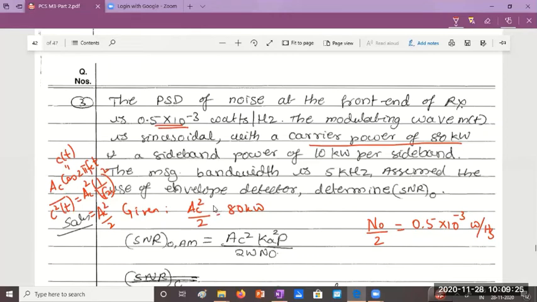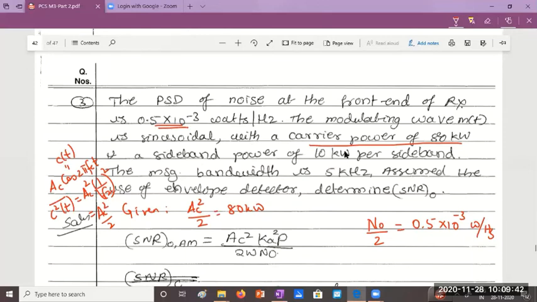Okay. So carrier power is AC square by 2, 80 kilowatts. Power spectral density is 0.5 into 10 power minus 3 watts per hertz. And sideband power is 10 kilowatts.